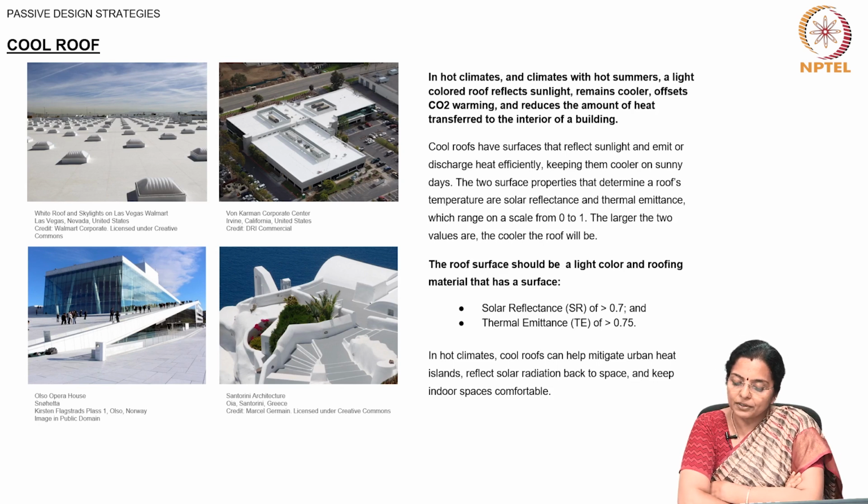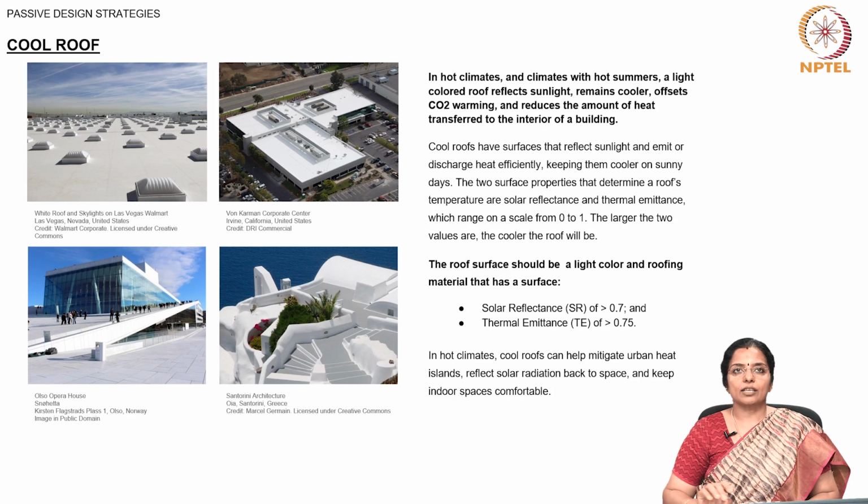The roof surface should be a light color and roofing material that has a surface with solar reflectance of more than 0.7 and thermal emittance of more than 0.75. In hot climates, cool roofs can help to mitigate urban heat island effects, reflect solar radiation back to space, and keep the indoor spaces comfortable.